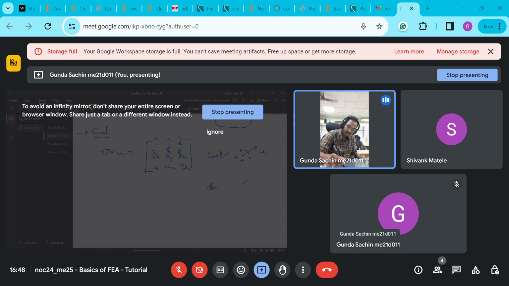Curl gives the amount of rotation. Divergence gives something like at a point how much is coming out or coming in. Curl says about the rotation around that point.